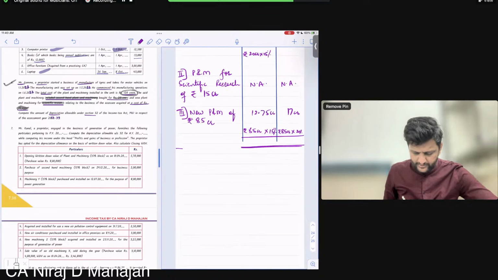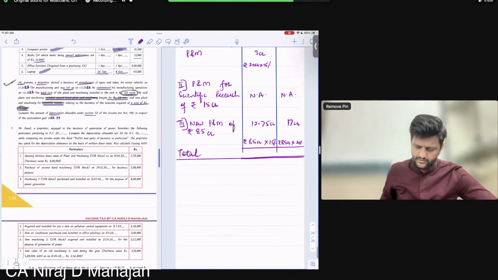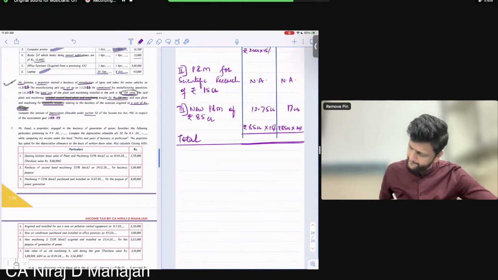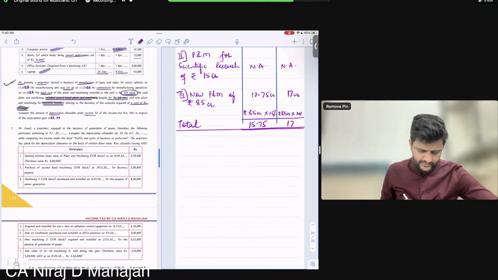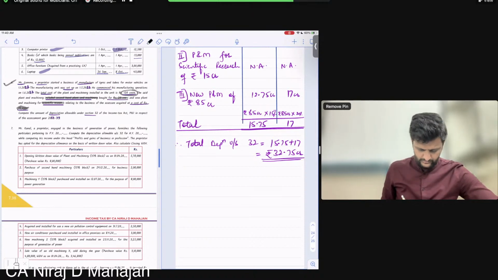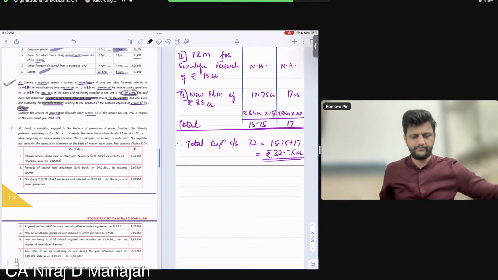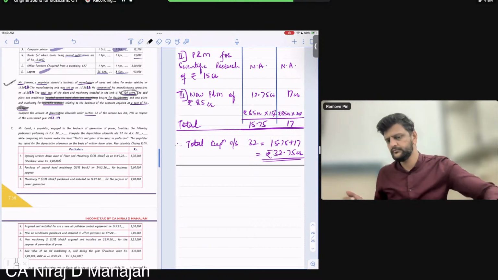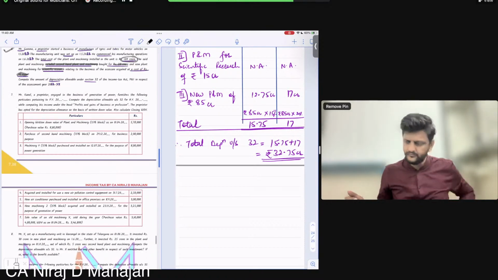See, totaling and calculation is not a big thing. Concepts are more important, okay? Total normal depreciation 15.75 and total additional only 17. Therefore, total depreciation under section 32 is 32.75 crore. Fine. Done till here, all of you?